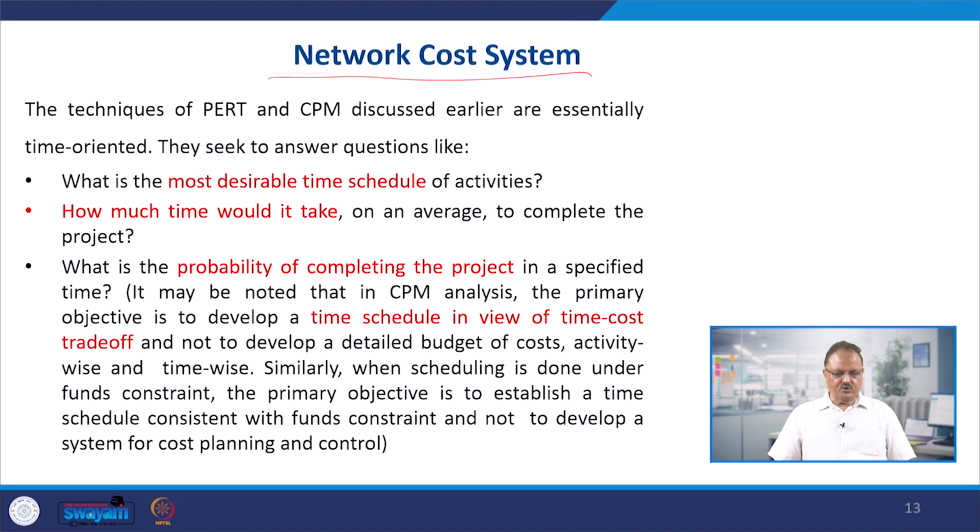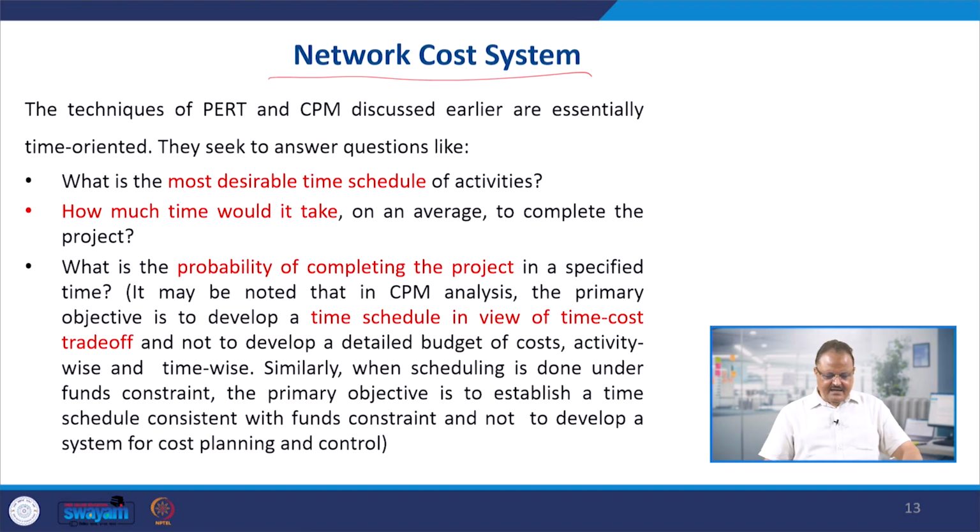But if you are able to complete the project at a cost lesser than the budgeted cost, meaning the actual cost is lesser than the budgeted cost, we call that situation an underrun, right? So one is the cost overrun and one is the cost underrun. The same is the case with time: time overrun and time underrun. So cost overrun, time overrun, cost underrun and time underrun, these four concepts were found out on the basis of the network cost systems.